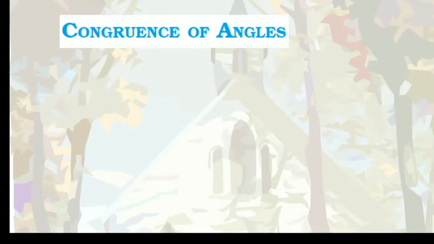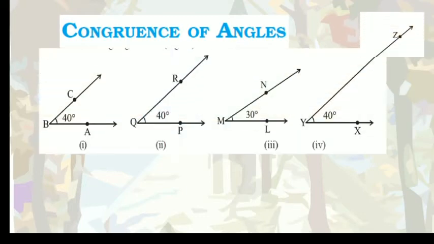Now next, congruence of angles. When do we say that the angles are congruent? What defines an angle? The measure of the angle. Using the protractor, when you get an angle, that is called the measure of an angle. Now how do we say that the angles are congruent? Now here we have four different angles. Which of these are equal, are congruent?